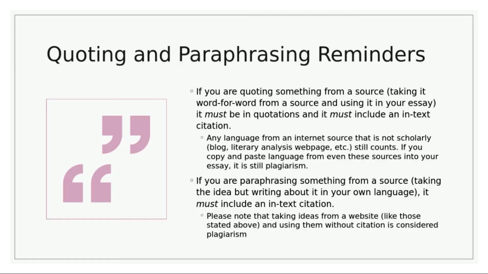Okay, another big thing that I'm struggling with, not just with you guys in this class, but in my American Lit class as well, is quoting and paraphrasing and remembering when you need to cite things. Anytime you're referencing a specific point in a text, you need to cite it. That's the rule of thumb right there. So if you're quoting from a source, if you're actually taking the language word for word from a source and using it in your essay, you have to include quotation marks to tell your reader, these are not my words, and you have to include an in-text citation. That is very, very important.